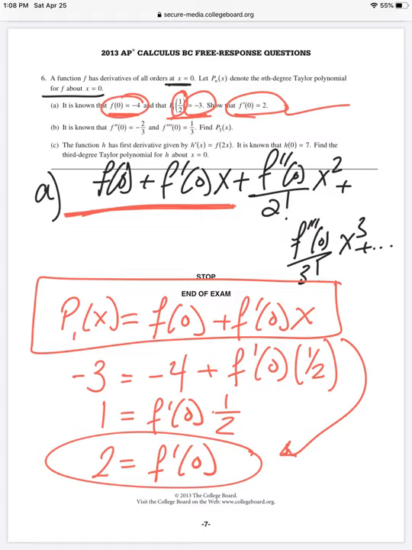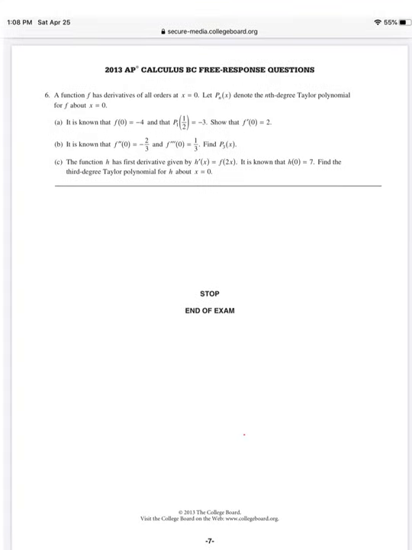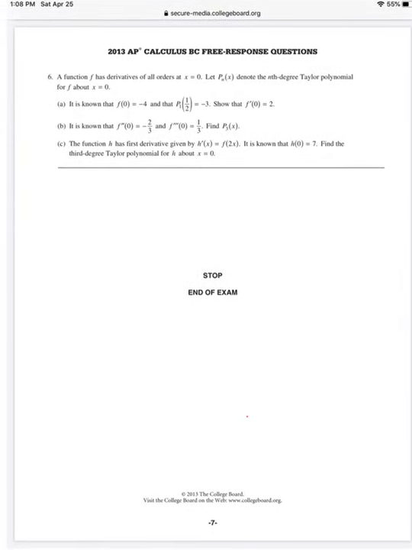All right, part B. Oops, here we go, get a pen. B, it is known that the second derivative at 0 is -2/3, and the third derivative at 0 is 1/3. Find p sub 3 of x.